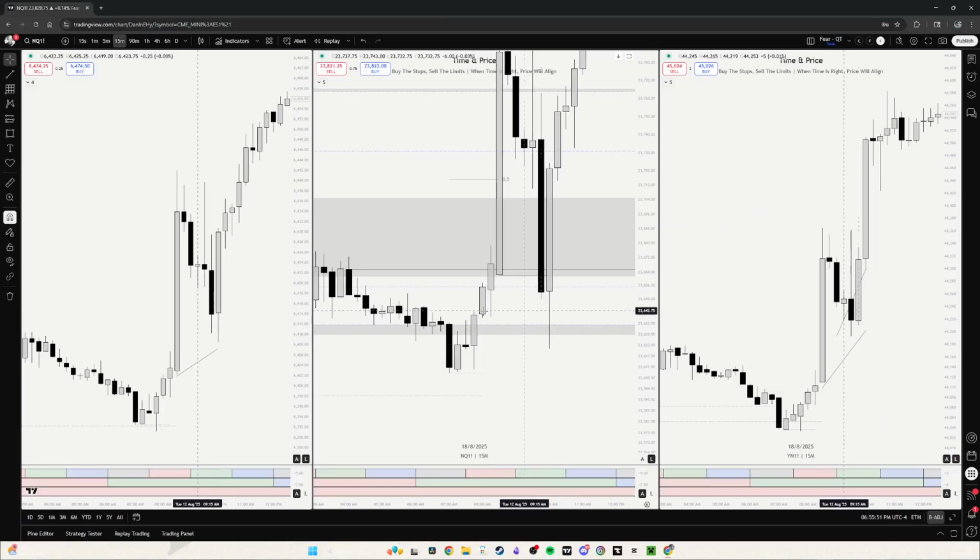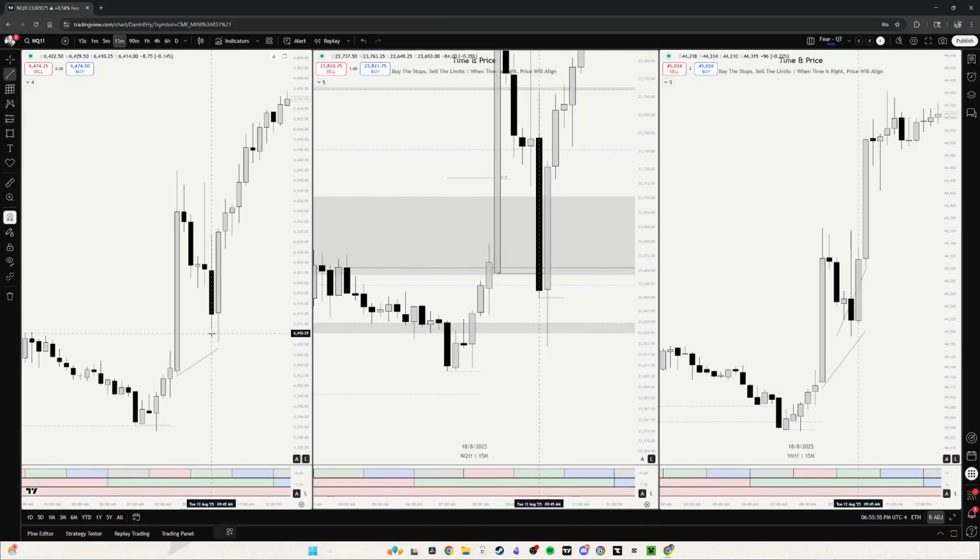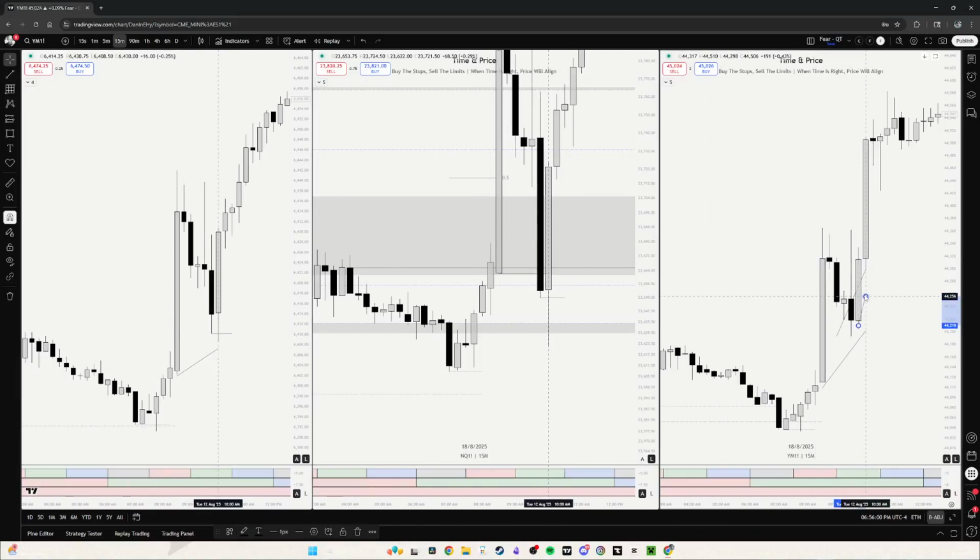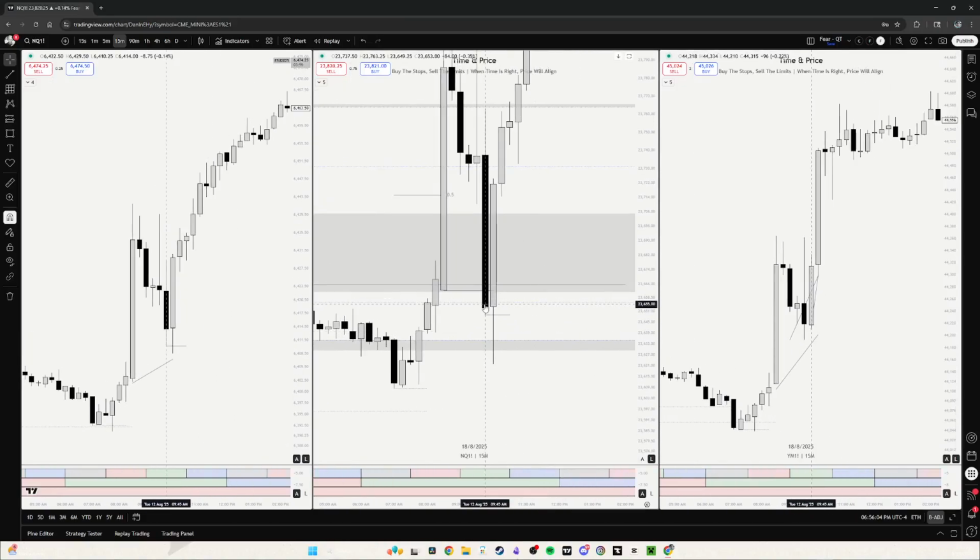On the 50-minute time frame, we didn't just have a 1-hour swing divergence, we also had a 50-minute one. ES and NQ both run out the previous 50-minute low, while YM does not. And that is specifically a 50-minute PSP swing divergence.